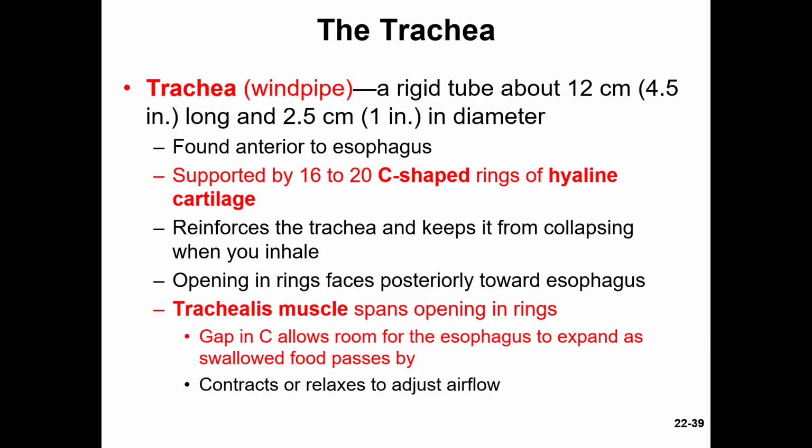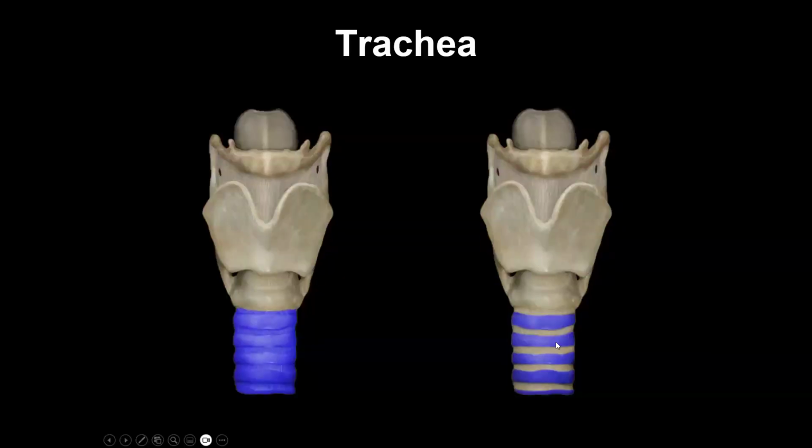So instead of an O shape, we have C-shaped rings. In the back, the trachealis allows us, when food is swallowed and the esophagus is behind it, to push in a little bit, but the whole trachea doesn't move forward. We can push in on the trachealis without moving the whole trachea forward. A little bit more control when we swallow. So here's your trachea with the C-shaped rings.